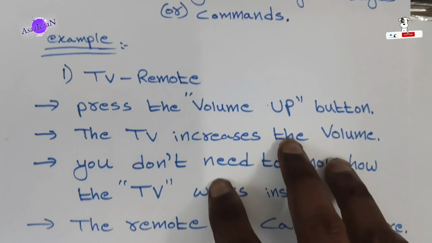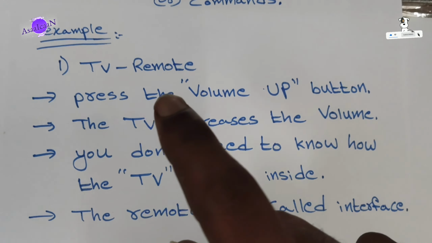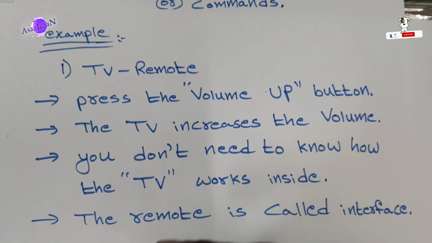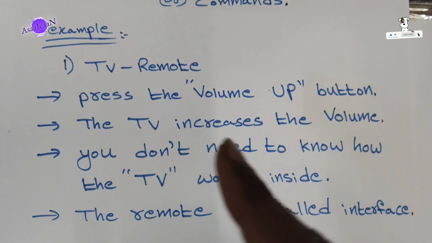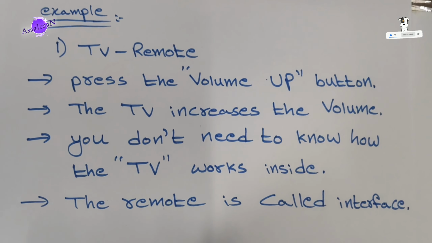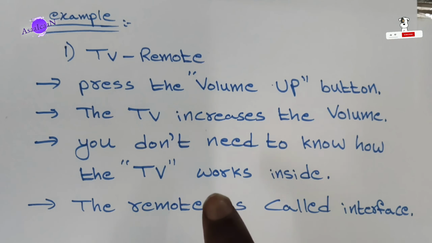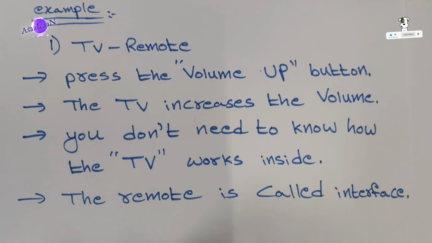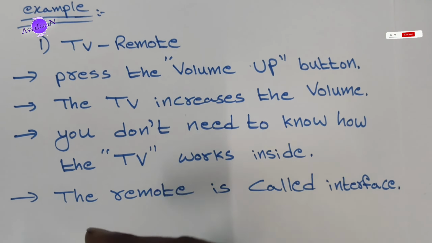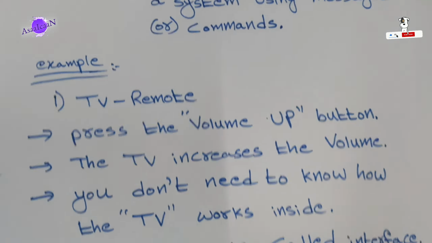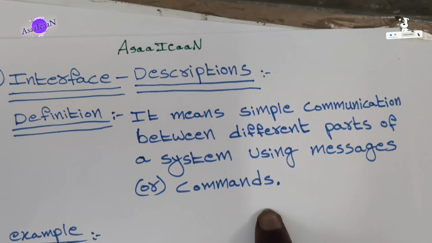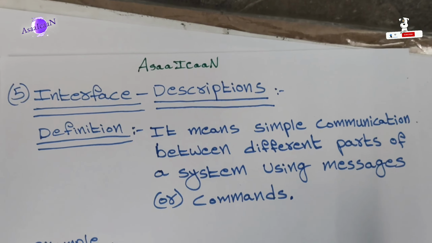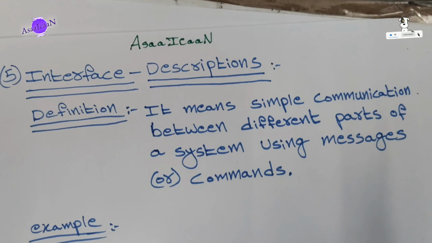That's it. For a simple example, like a TV remote. If you press the volume up button, the TV volume increases. You don't need to know how the TV works inside, right? The remote is called the interface. I think everyone understands it. So this is the definition. Everyone take a screenshot or write it down once. Now let's see the next benefit of OOP.